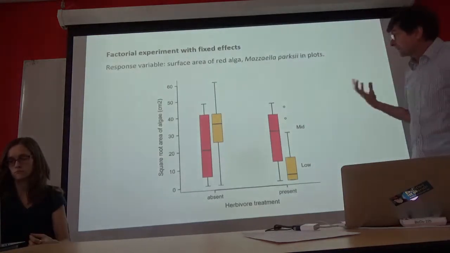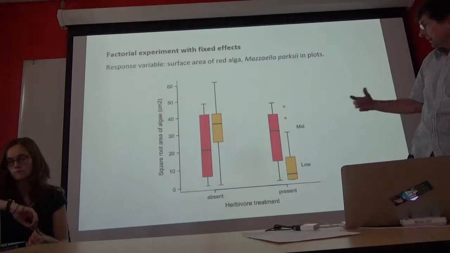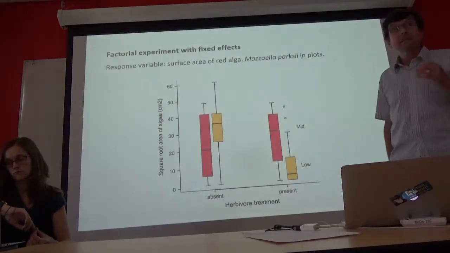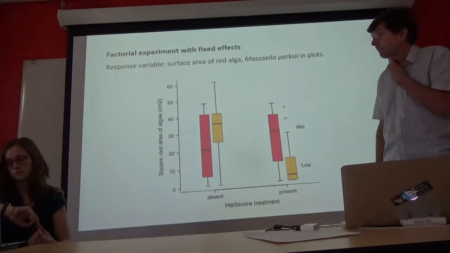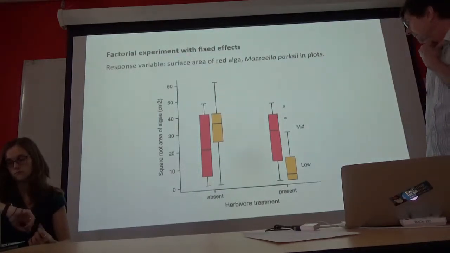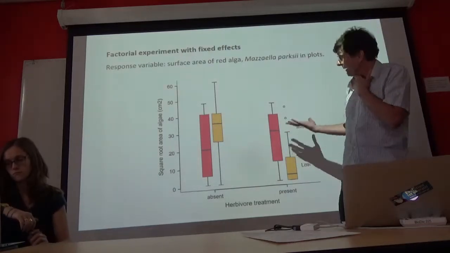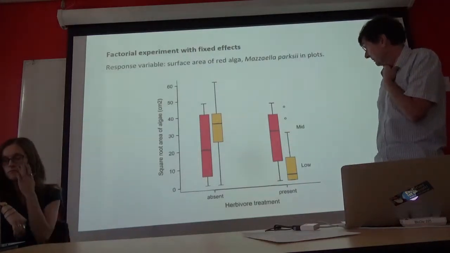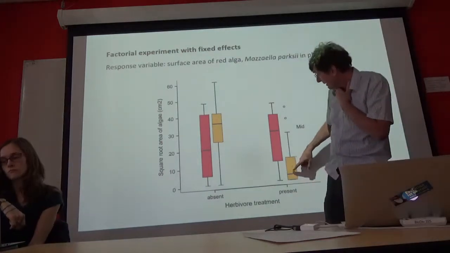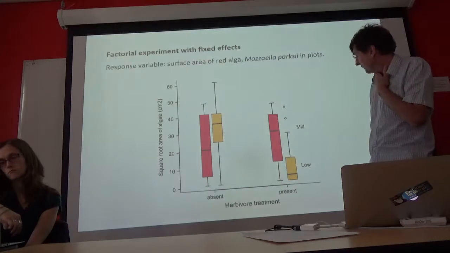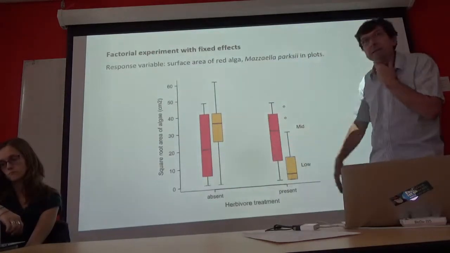And the results would look something like this in a box plot where the herbivore treatment is along the bottom and the measurement is along the y-axis, the amount of algae at the end of the experiment. And the finding in this case was that there was an interaction between these two factors, whereby herbivore treatment had a strong effect in low parts of the intertidal but not at mid-heights in the intertidal.